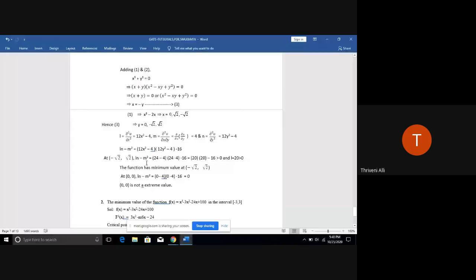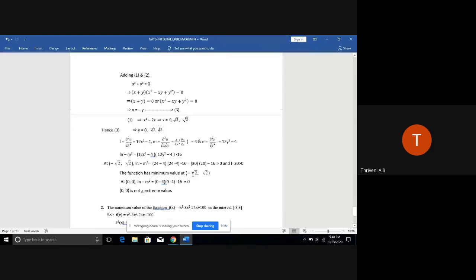So here ln minus m square at the point (-2, root 2) is greater than 0 and l is also greater than 0. The function has a minimum value at this point. Substitute this point in the given function, that is x power 4 plus y power 4, the given u. So we get the minimum value.